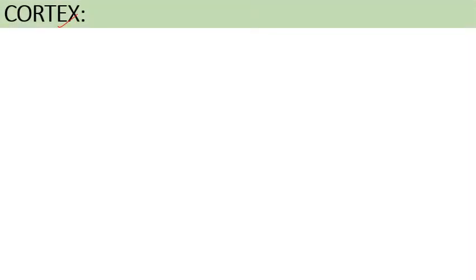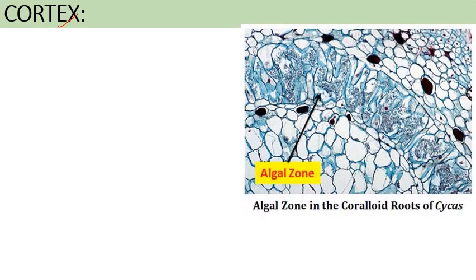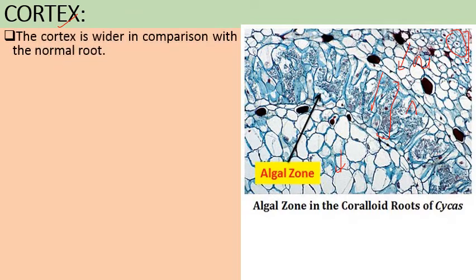The next is cortex. So the epiblema, or the outermost region of periderm, is followed by the cortical region, which is the outer cortex. Then the middle cortex is also known as the algal zone. Then comes the inner cortex. So the cortex is wider in comparison to the normal root.